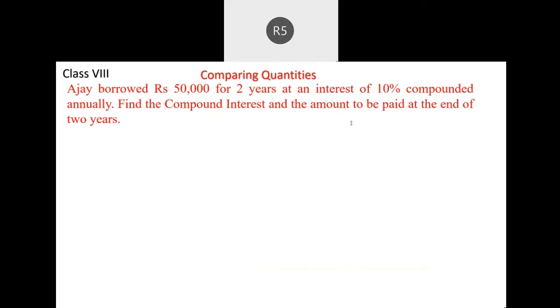Let's solve this. Ajay borrowed 50,000 for 2 years at 10% compounded annually. Find the compound interest and the amount paid at the end of 2 years.